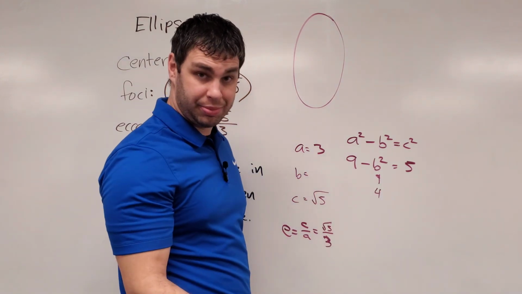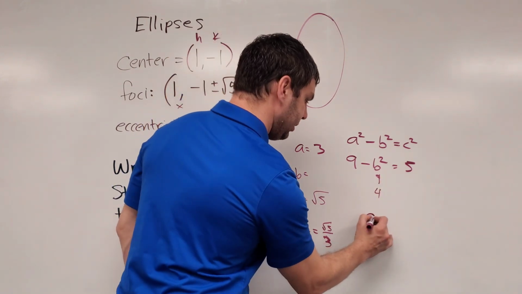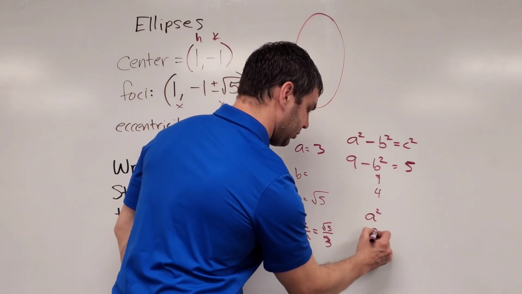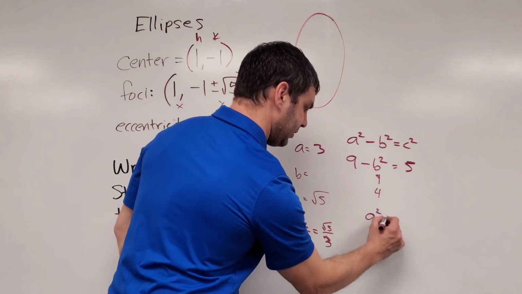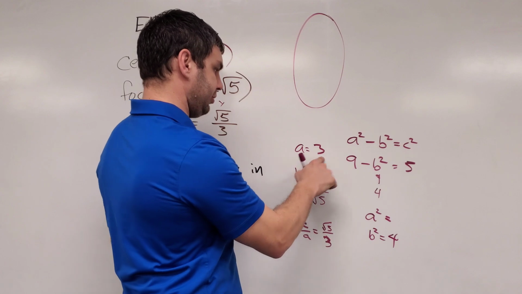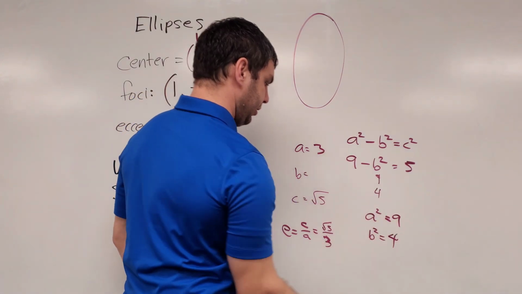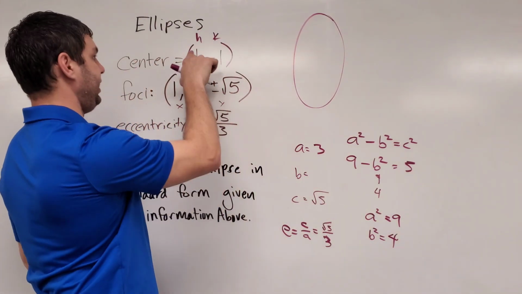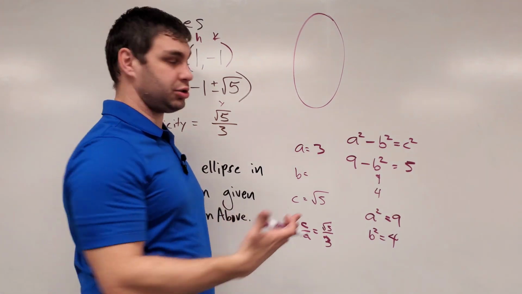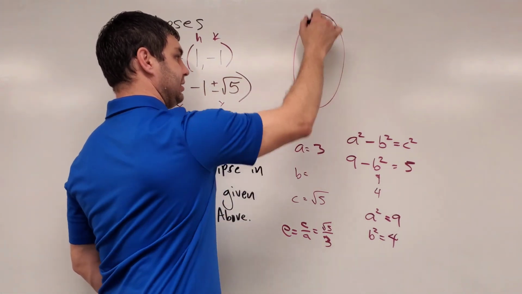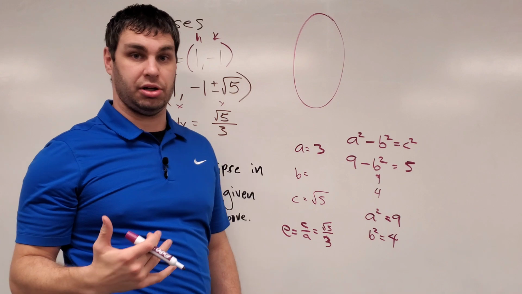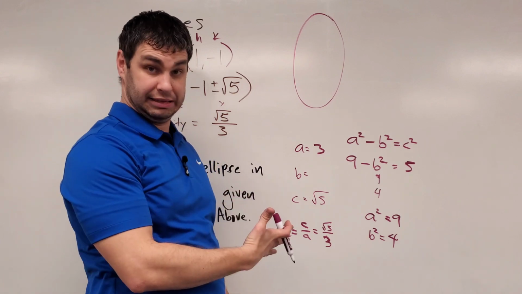I don't really care what b is. I just need b squared. Remember, my formula is a squared and b squared. So b squared is going to be 4. The a squared from before, if a was 3, a squared is 9. All right, so I have those. I have my h and my k, as well as I know this is oriented in the y direction because this is taller, and so therefore I have enough to write this in standard form.